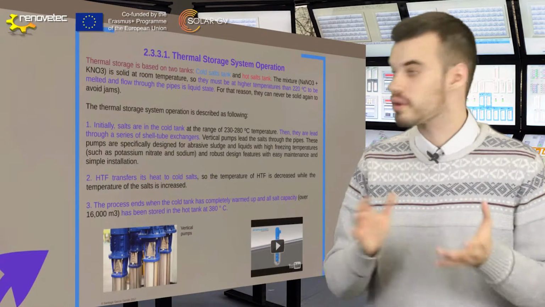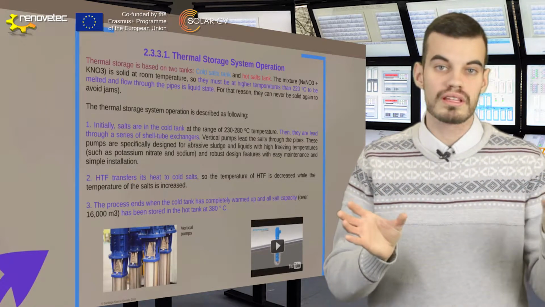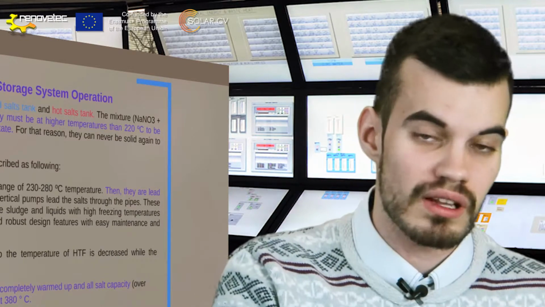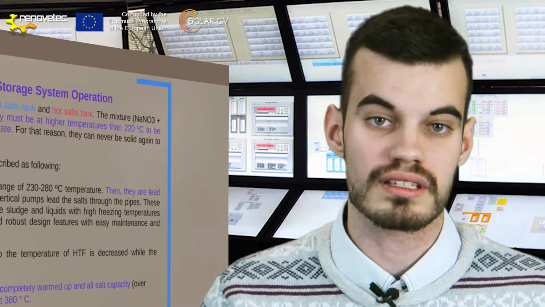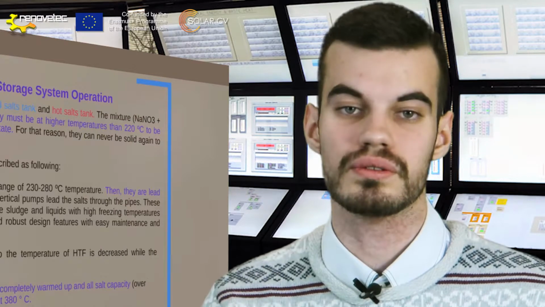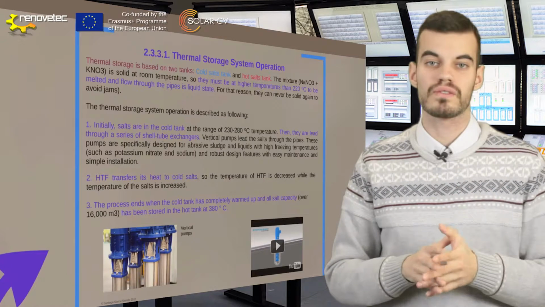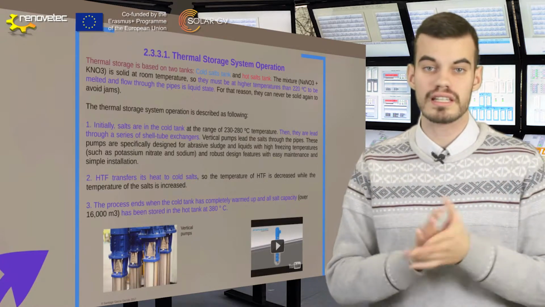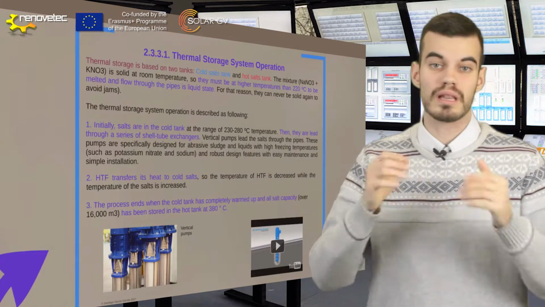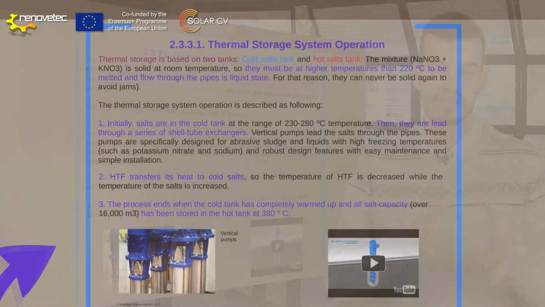Finally, we must understand the thermal storage system operation. We are going to have two tanks, the cold salts tank and the hot salts tank. First, we have the salts in the cold tank, and these salts are going to be driven to the hot tank. The cold tank initially is at a temperature of 230 to 280 Celsius degrees, and finally the hot tank will be at a temperature of more or less 400 Celsius degrees.